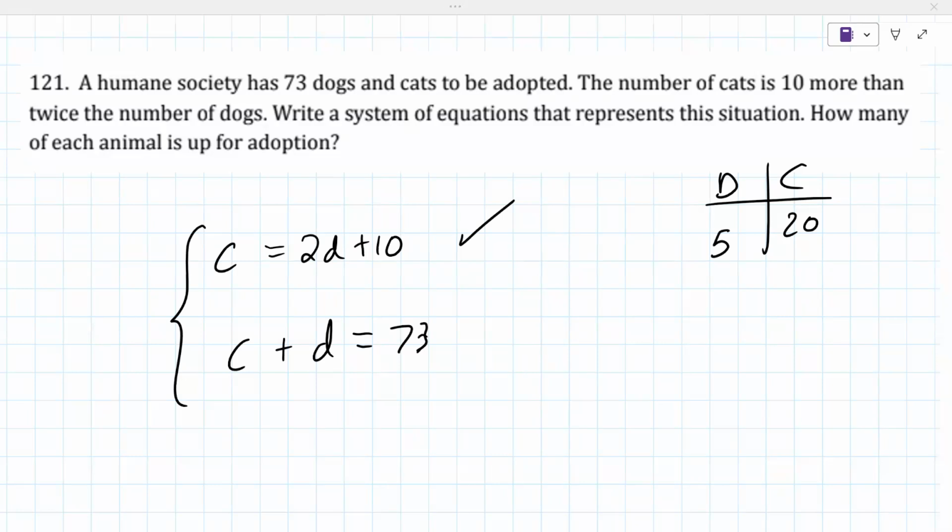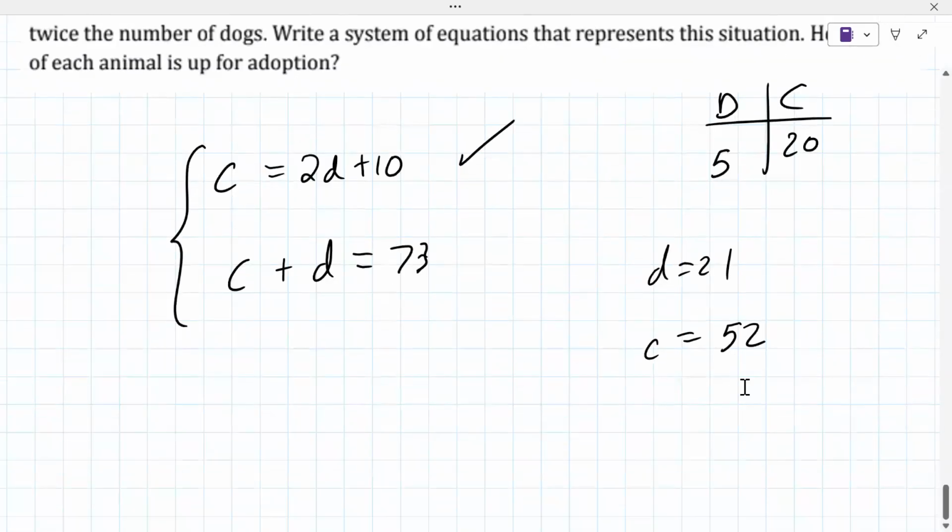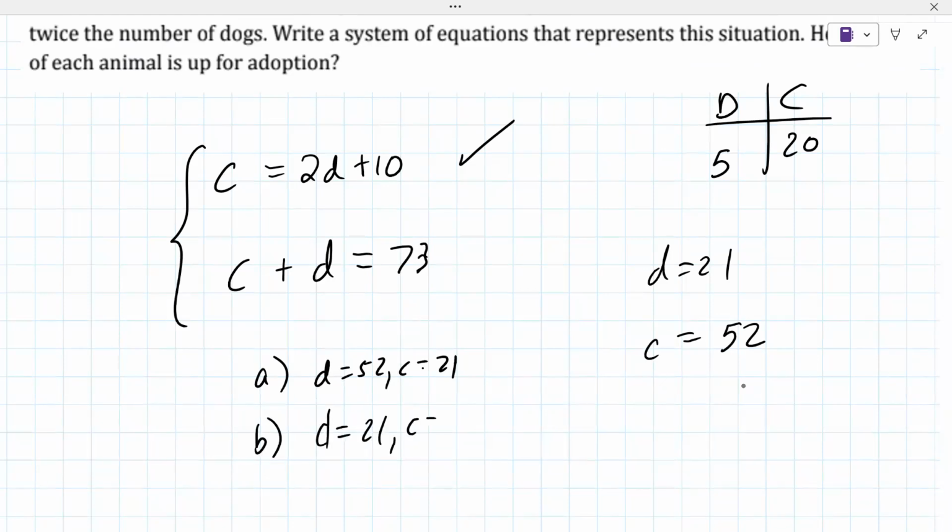D is equal to 21. How many cats are there? So then plug 21 back in. 42, 52, there are 52 cats. And I can check that by, well, actually, I just plugged it back into that equation, so it works. The other thing that could happen on a problem like this is, let's say it's multiple choice, you might see just the flip of them: D equals 52 and C equals 21, D equals 21 and C equals 52. Just be very careful, no reason to get it wrong once you've got the right answer.